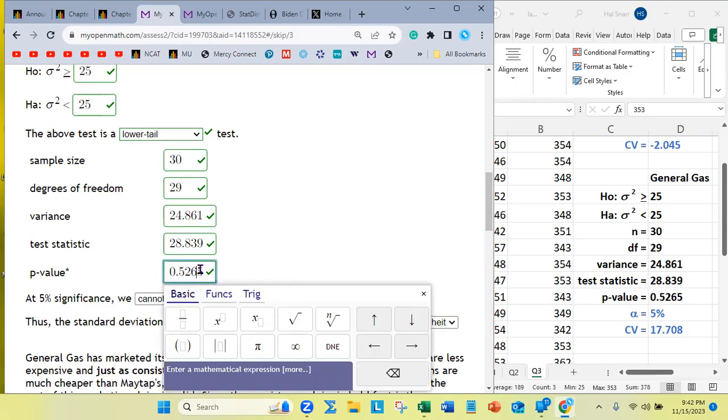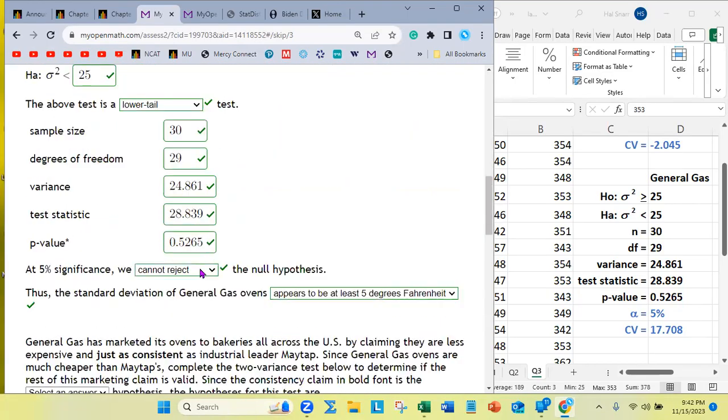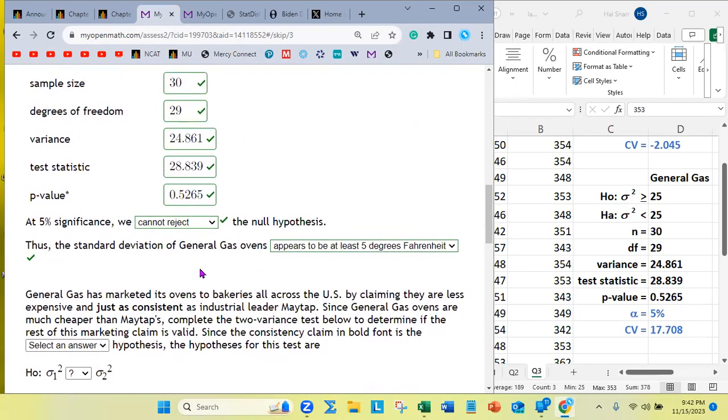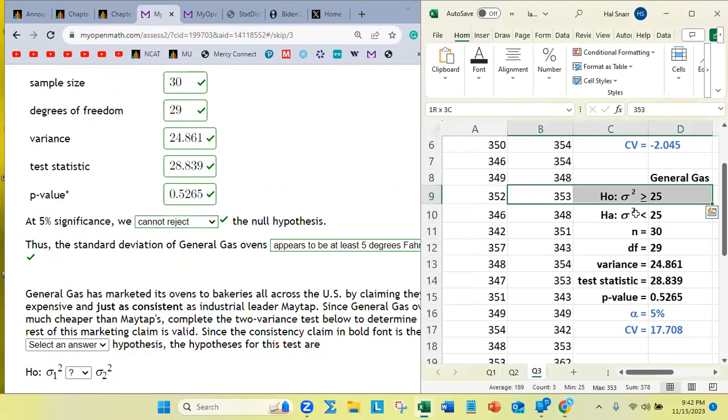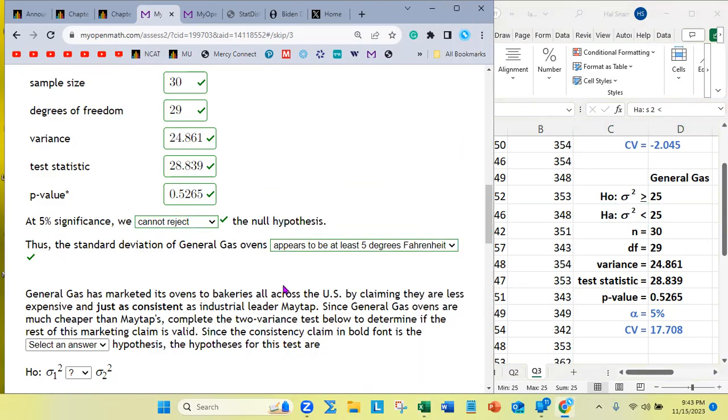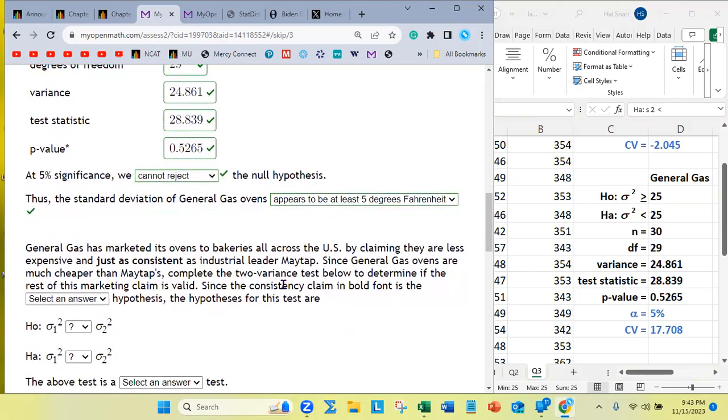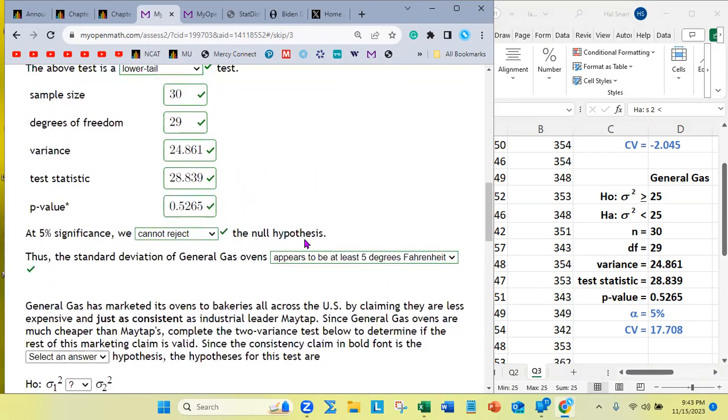Again, we can't state that the null is true. All we can say is we cannot reject it. And rejecting it would be to say the alternative is true. So if we have evidence to support this, what we say is we cannot reject this. We cannot reject that. All right, so that's the one variance test.